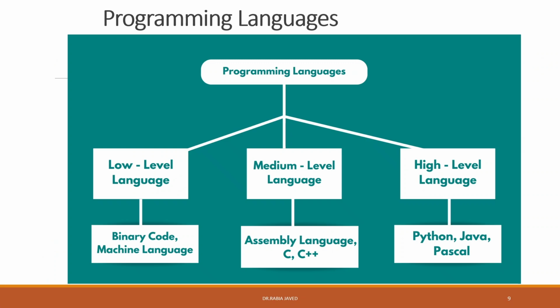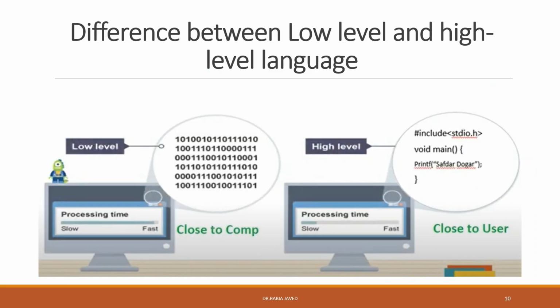Okay, let's talk about the programming languages. We all know about multiple types of programming languages. There is low level language, medium level language, and high level language. In low level language, which is only understandable by the computer itself, that is binary code, machine language. In medium level language, we have assembly language, which we will be looking into in more detail, and then C and C++. And lastly, we have high level language, that is Python, Java, Pascal, etc.